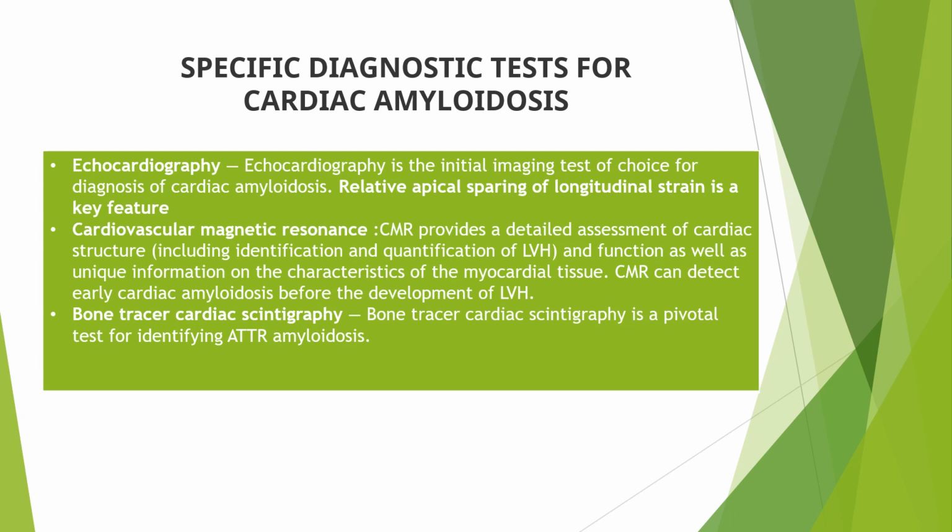Apart from that, we go ahead with cardiovascular magnetic resonance, that's the CMR, which basically provides a detailed assessment of all the cardiac structures and function, as well as the characteristics of the myocardial tissue. It can detect early cardiac amyloidosis even before the development of any left ventricular hypertrophy. But another test which is very important in identifying ATTR amyloidosis, and has a pivotal role, is the bone tracer cardiac scintigraphy. I will be discussing it in detail in the next slide.